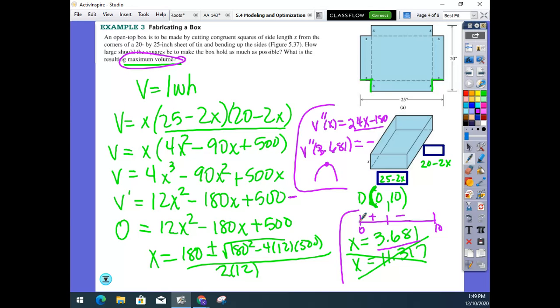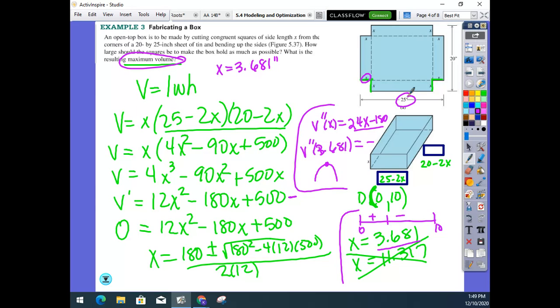What's the question? It said, how large should the squares be to hold as much as possible? So x, which is what we're trying to find, we need to cut out our squares where x is a length of 3.681 inches. That's what this mark is here.